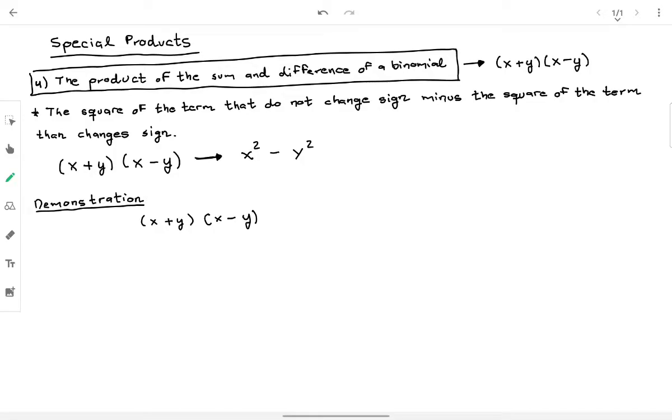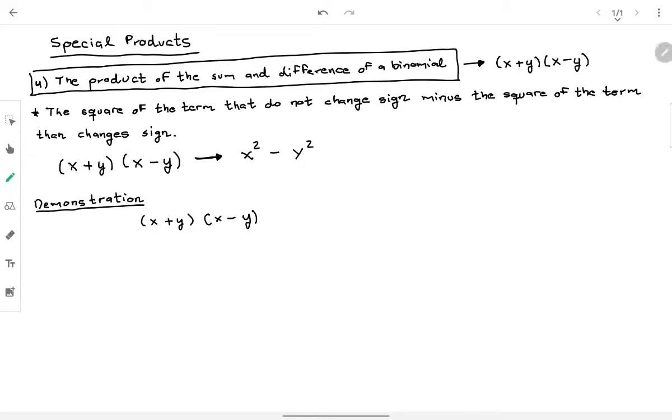We'll continue with the topic of special products. Today we are going to see the specific one that is called the product of the sum and difference of a binomial. So in this case we will have a binomial that has two positive terms and a binomial with a positive and negative term.